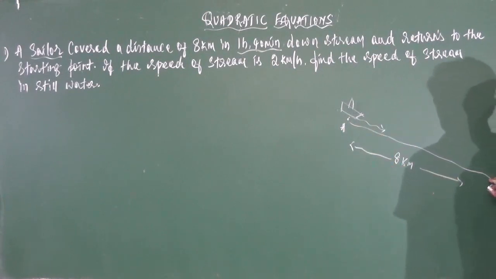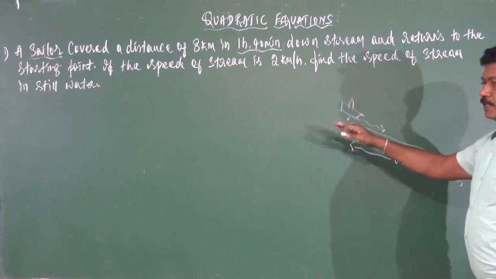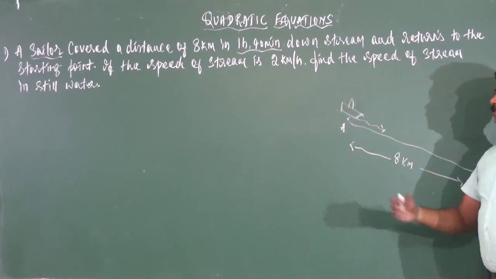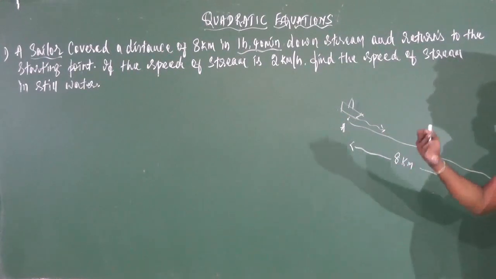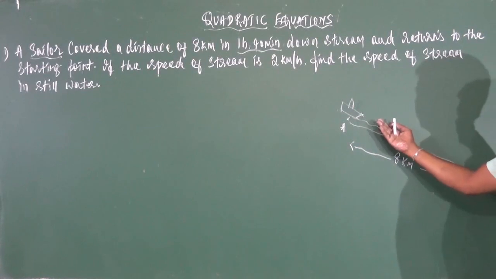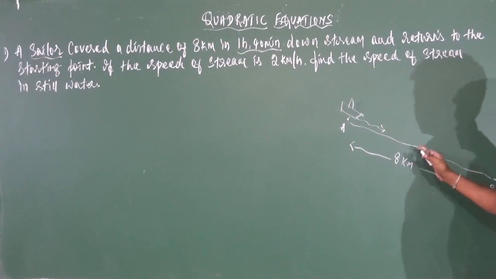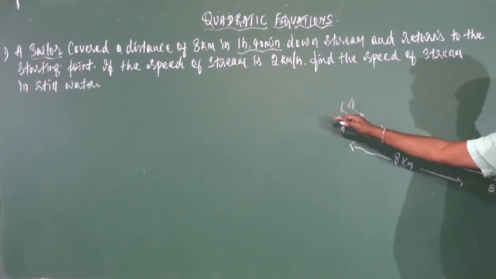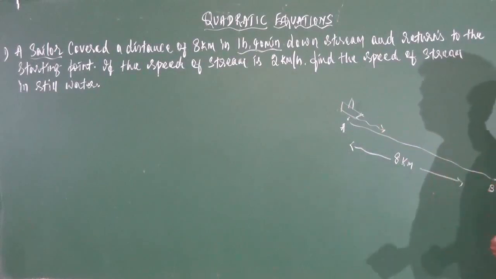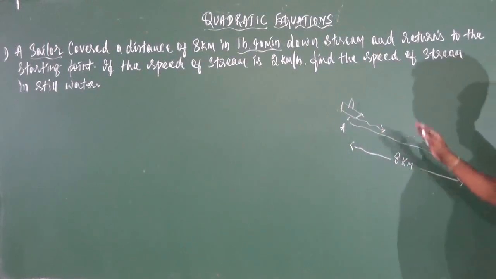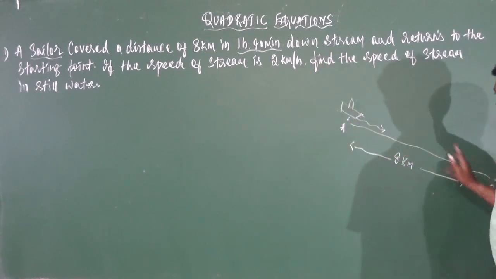But as the boat goes from B to A, backwards, the speed of the boat decreases because the boat is moving against the direction of flow of water. So the original speed of the boat minus the speed of the stream applies when the boat is moving in the upward direction, that is against the flowing water, right? So therefore the total time given to us is 1 hour 40 minutes, from A to B and B to A.